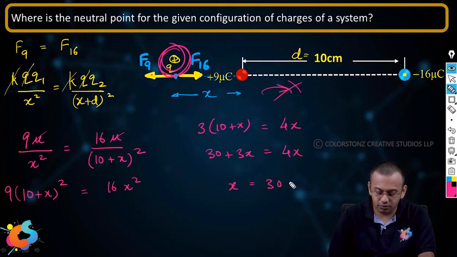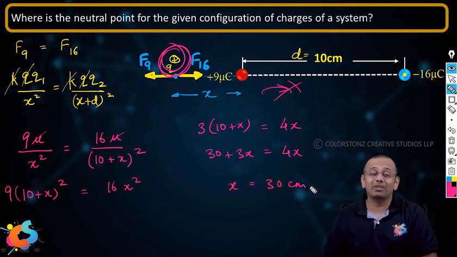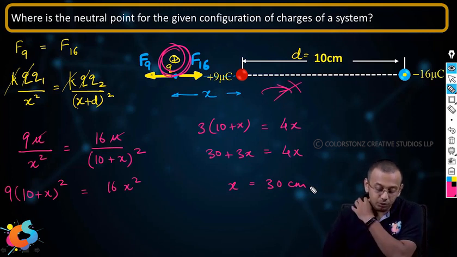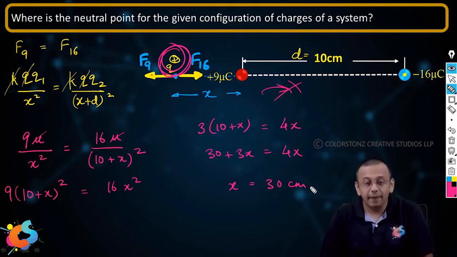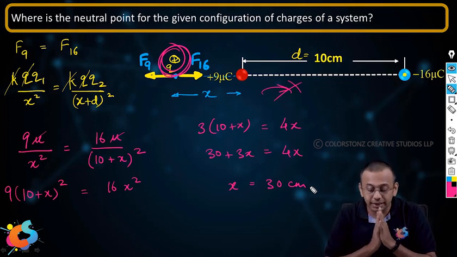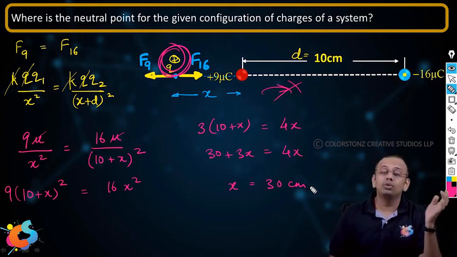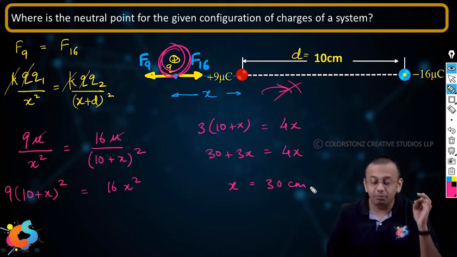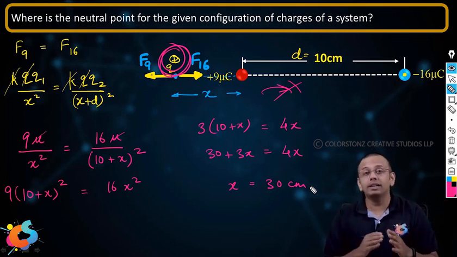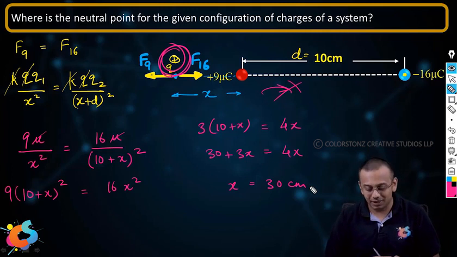X is equal to 30 centimeters. All right, so this is what we get. The distance at which we'll get the neutral point is at a distance of 30 centimeters to the left of the plus 9 microcoulomb charge on the line joining the two charges.